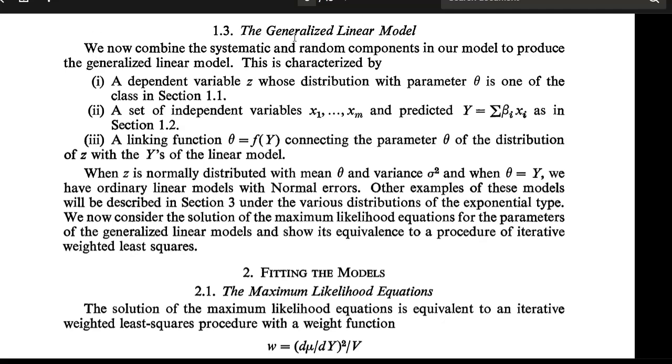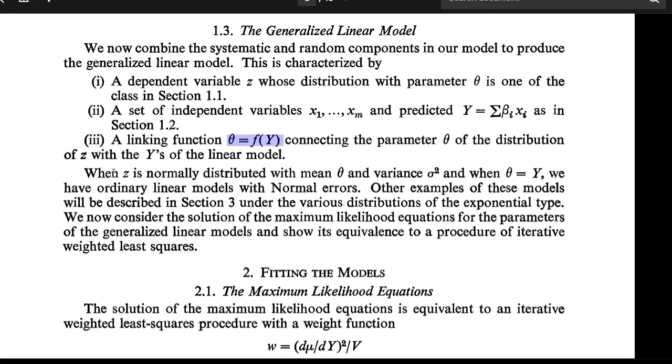We're finally getting to the definition of what a generalized linear model is. We're going to combine the systematic and random components that we've talked about in previous sections to produce the generalized linear model. So we have Z, which comes from that exponential family distribution. We have X, which are our independent variables, and then we've used those X's to produce a variable Y. And then we are linking that random part, theta, coming from that distribution of Z, to this systematic part using this link function.